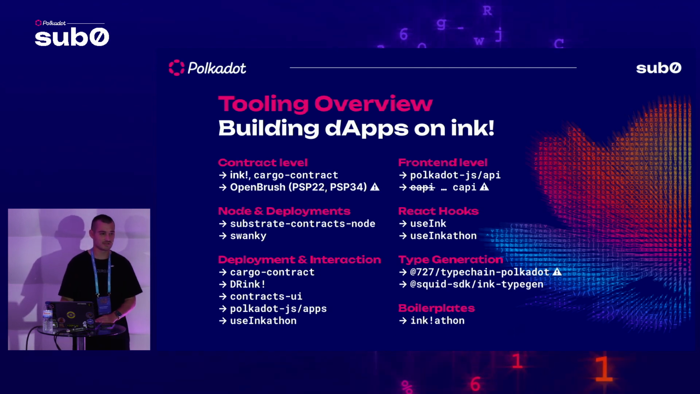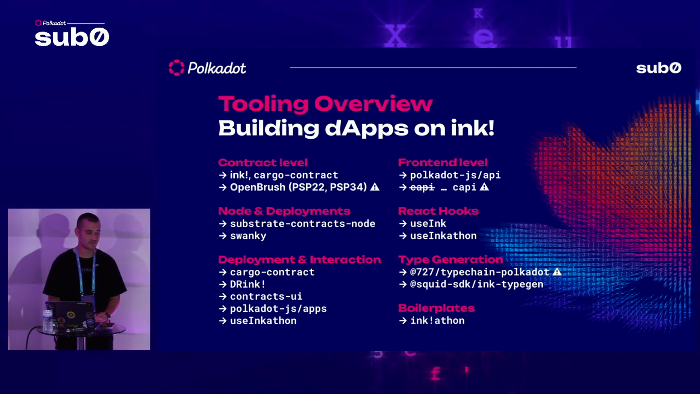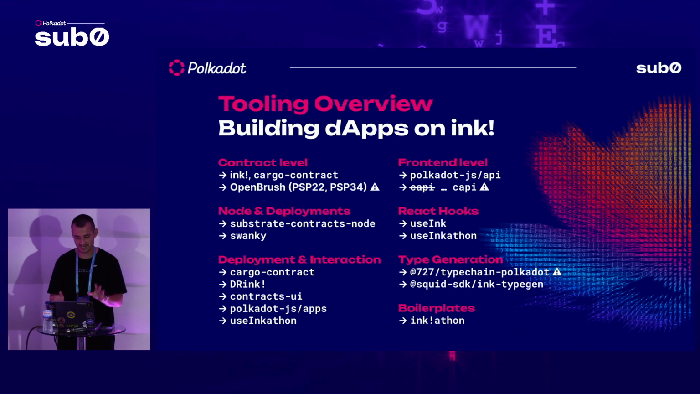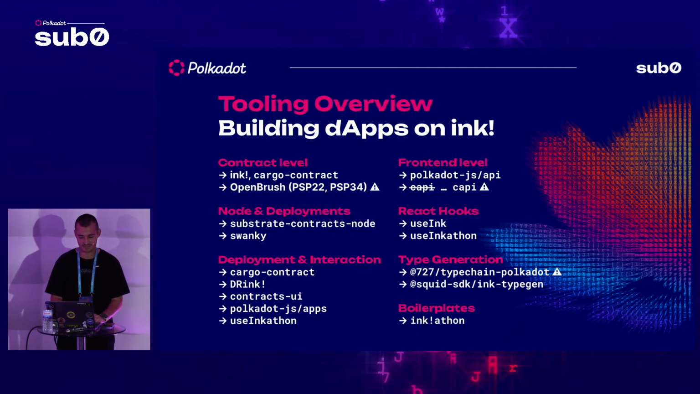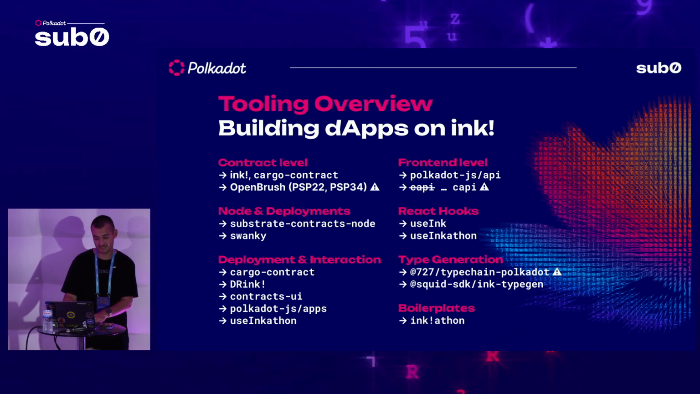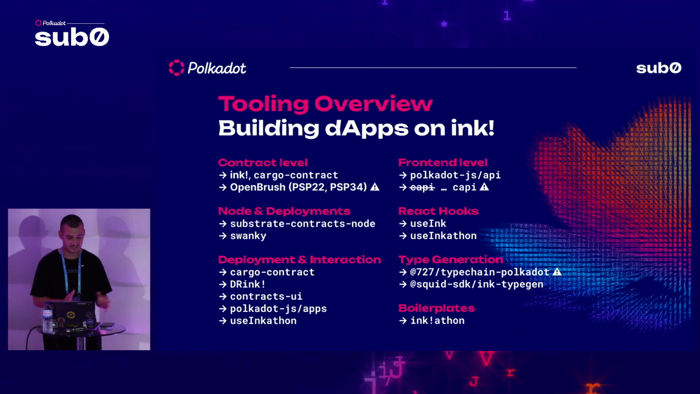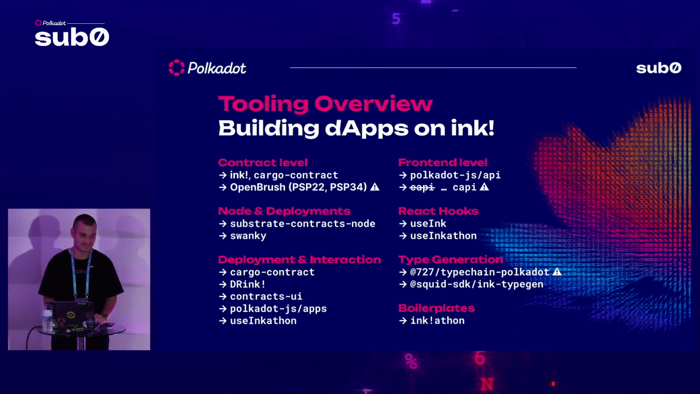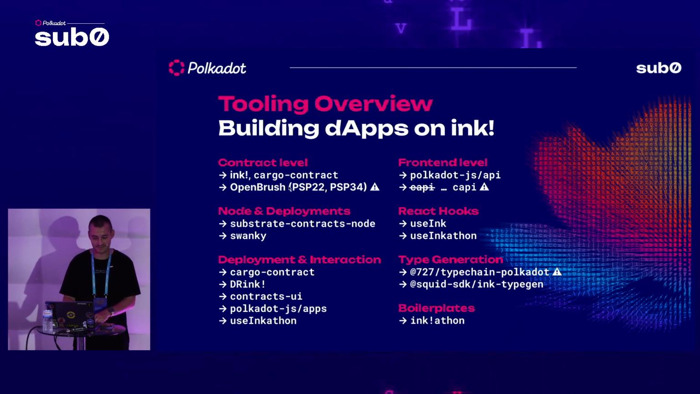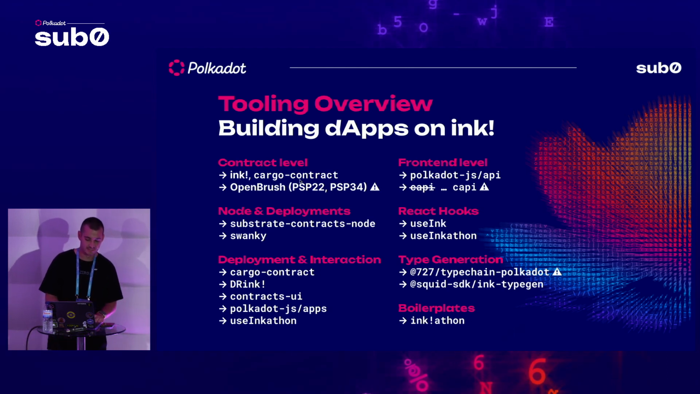I want to give a short ecosystem tooling overview of Ink. This is by far probably not complete, but those are just the most important things that came to my mind at first sight. We have different categories of tooling, starting with contract level. Ink itself is the Rust EDSL, so we have cargo-contract to actually compile it to WASM.